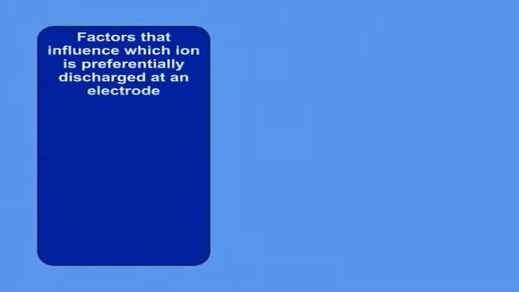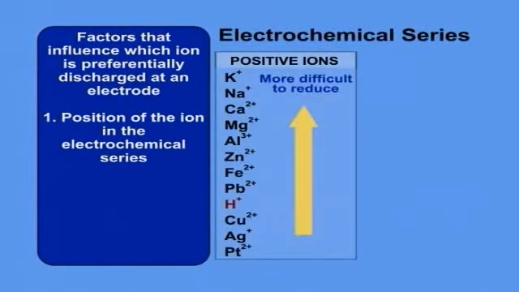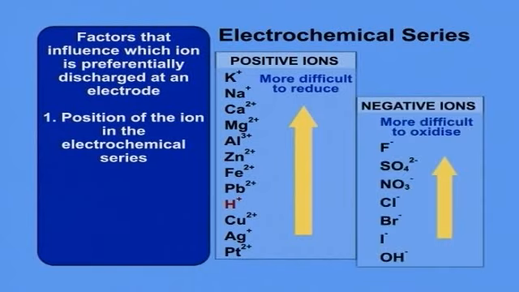The determination of which ion is discharged depends on, 1. The position of the ion in what is called the electrochemical series. The electrochemical series is a list of metallic ions in order of their ease of reduction and non-metallic ions in order of ease of oxidation. The lower an ion is in the electrochemical series, the more likely it will be discharged in preference to an ion higher up.